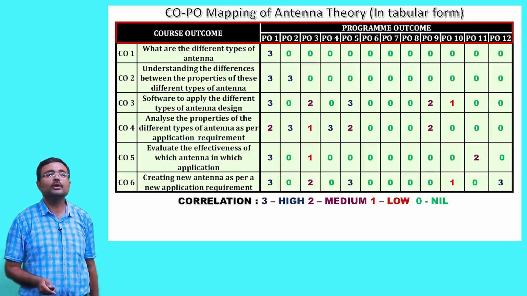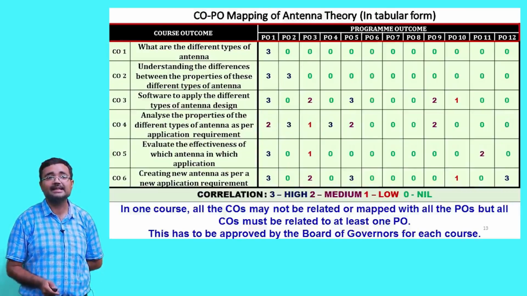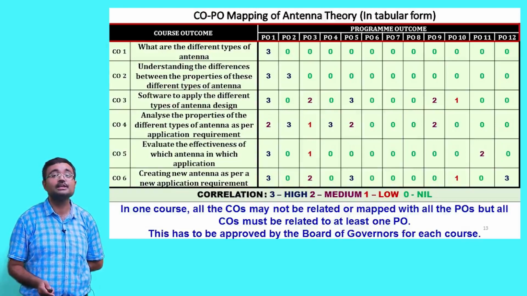So, correlation 3 means high, 2 means medium, 1 means low, 0 means nil, we know. But as I said, in one course all the COs may not be related or mapped with all the POs, and this has to be approved by the board of governors for each course.